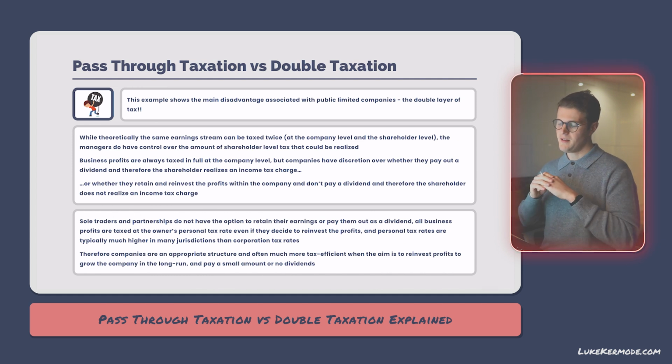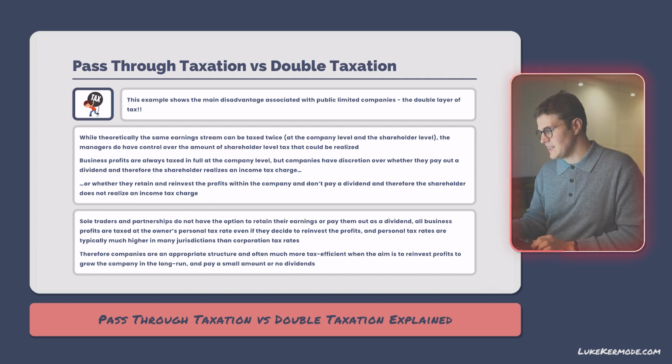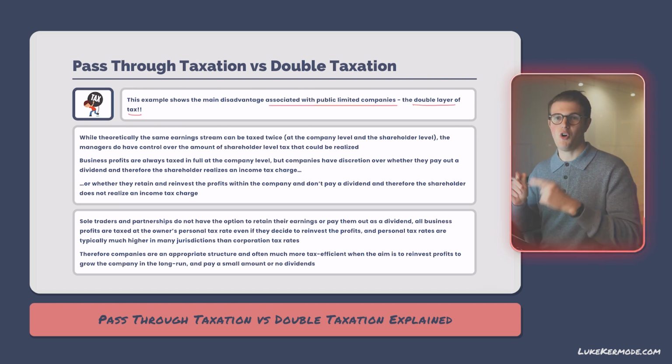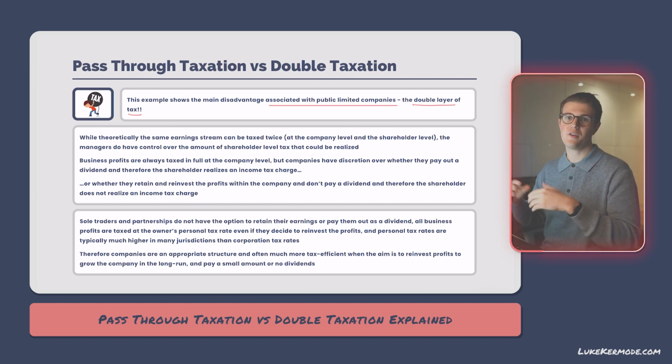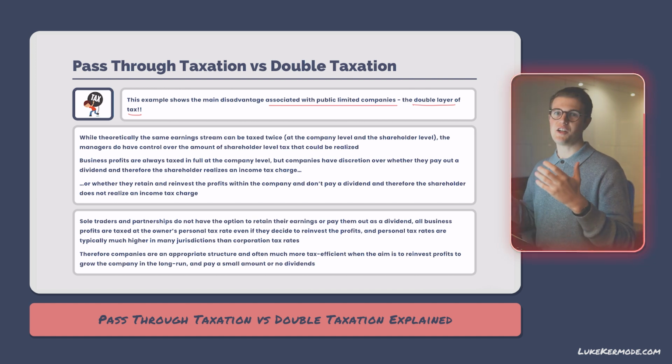So just to finish off here, this example shows the main downside of structuring your company as a public limited company. There's two layers of tax. You've got your corporate income tax plus your dividend tax. So if you're a shareholder in a public limited company, that's a downside you need to be aware of.